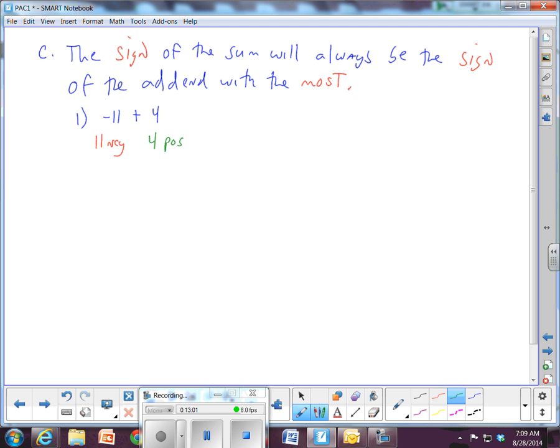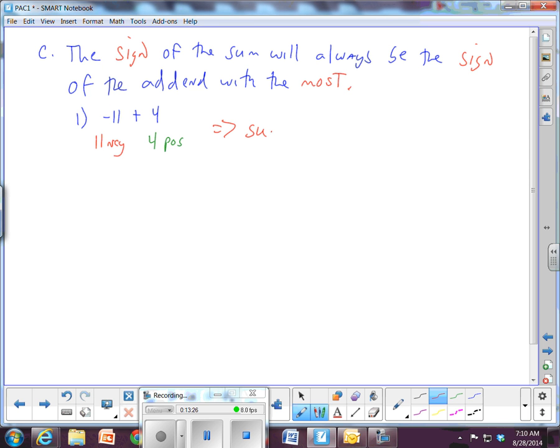Now, I'm not talking about the one with the greater value. I'm talking about the one with the most. 11 is more than 4. I don't care if they're positives or negatives. It doesn't matter. What's the one with the most? 11 is more than 4. There are 11 negatives and 4 positives. If we had 11 apples and 4 oranges, what do you have more of? You have apples. I have more apples.